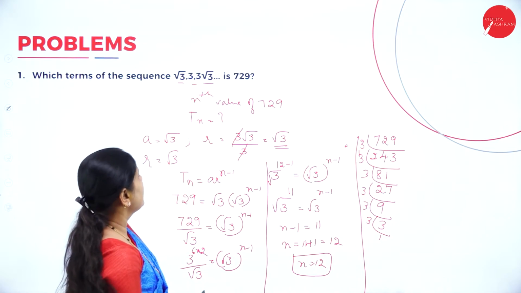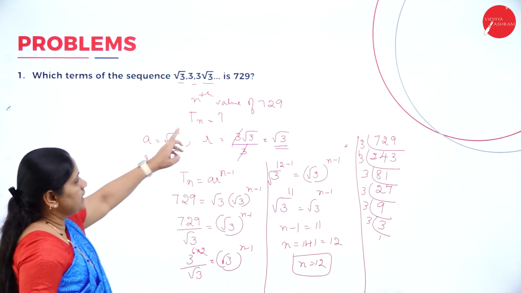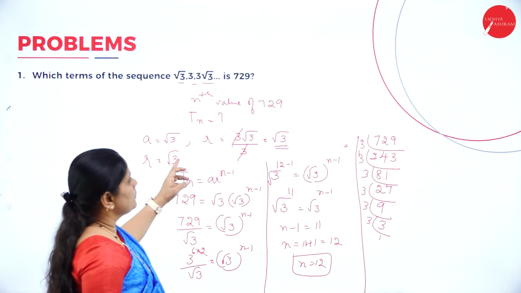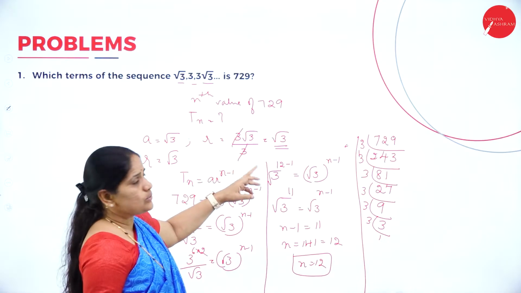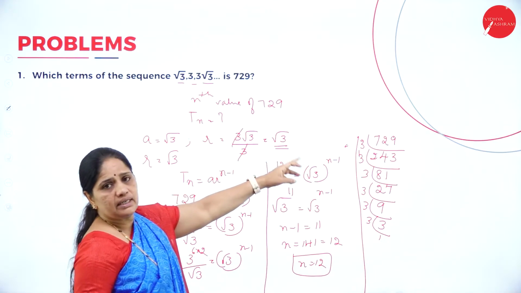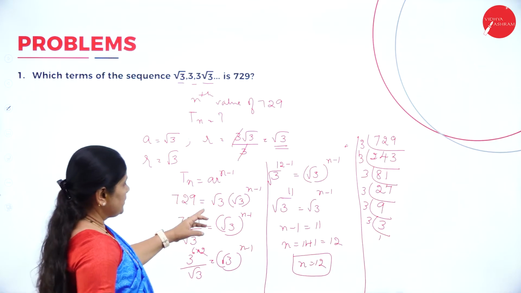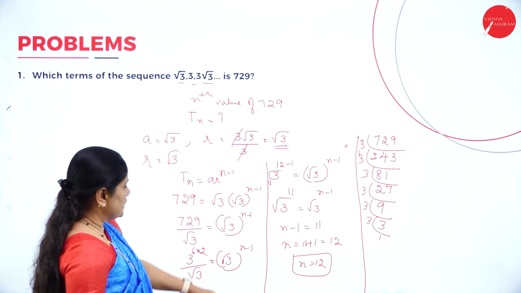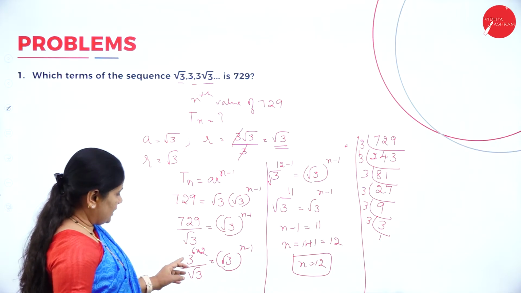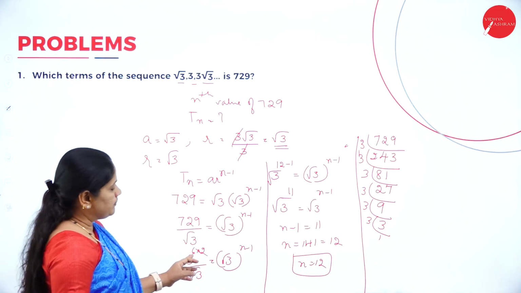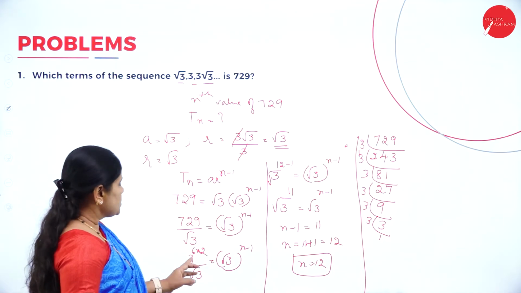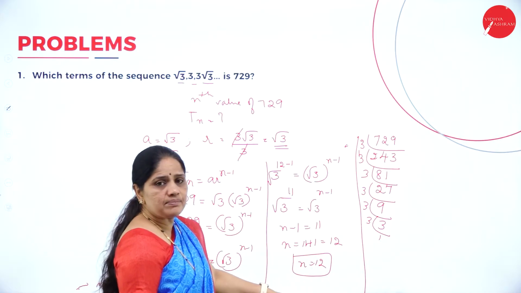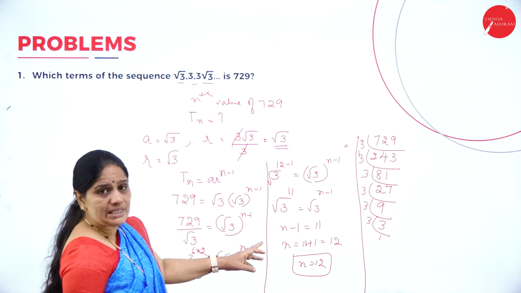So this is the answer. So we are finding the nth term. So we know A equals root 3. R is also equal to root 3. How did we get R as root 3? 3 root 3 by 3 equals root 3. So 729 equals root 3 into root 3 to the power n minus 1. So when I simplify this, I will be multiplying the power into 2. So that will be root 3 to the power of 12 minus 1. So when I simplify this, I get n equals 12.